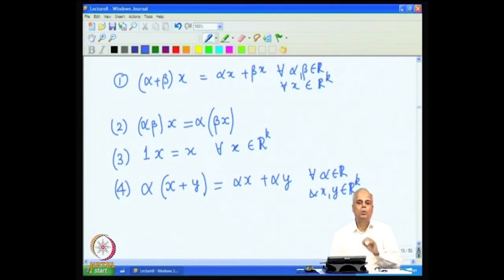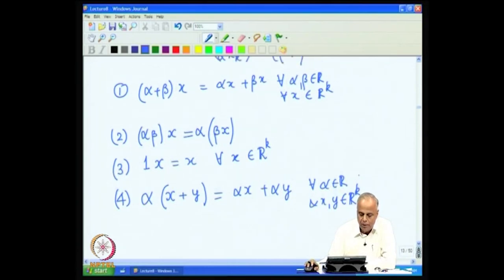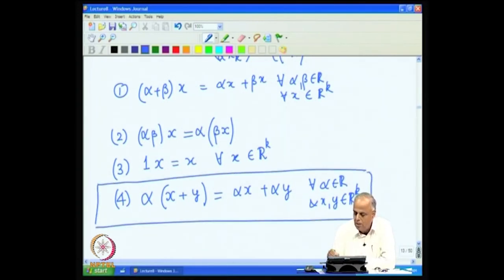So, now we have two operations in Rk. One operation is about addition, the other operation is about scalar multiplication. And if you look at this fourth property, this is an operation which combines the addition operation and the scalar multiplication operation. So, this is the rule which makes these two operations interact, the scalar multiplication and the addition operation, their interaction rule is provided by this.